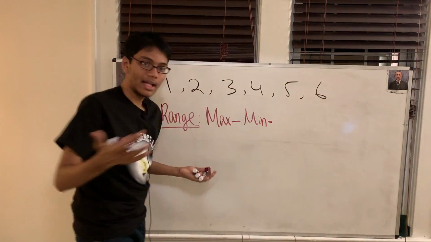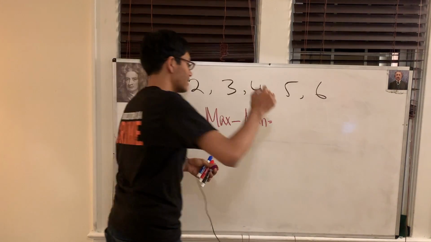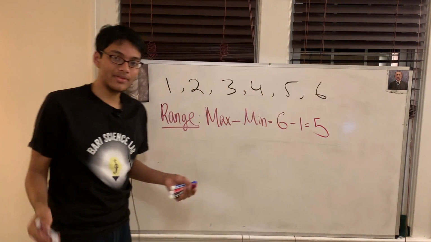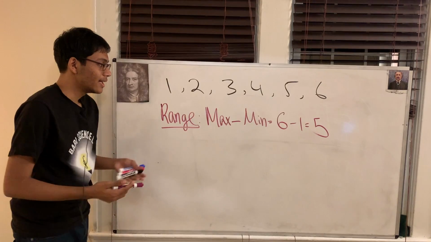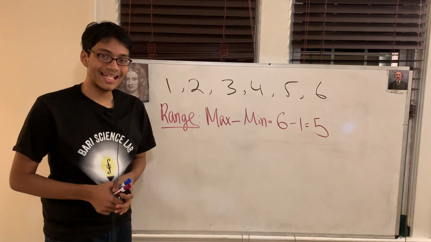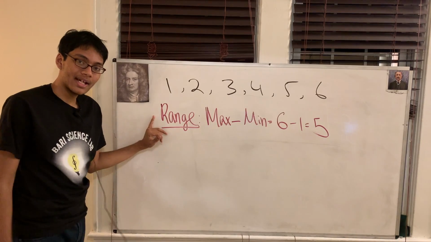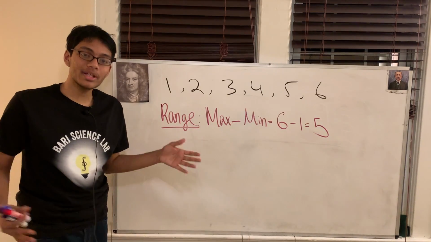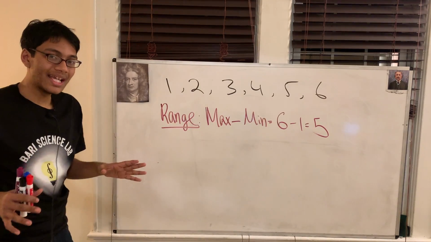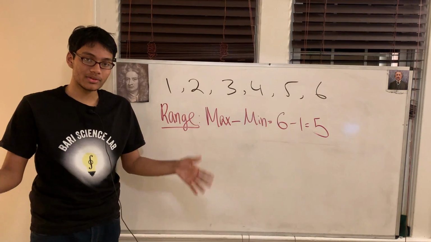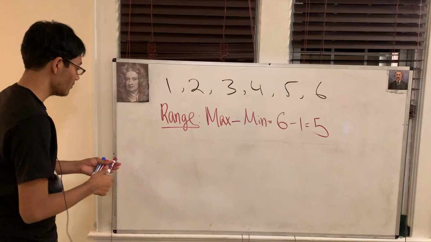That's not too hard. The maximum is 6, the minimum is 1. Who am I kidding? It's just going to be 5. That's my range. Now, range isn't as easy as it looks. There's a lot of subtlety to it because the greater your range, the greater the variability of your data set. So it's not always good to have a big range.